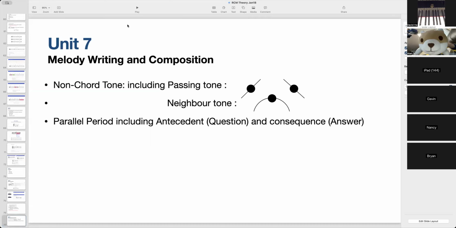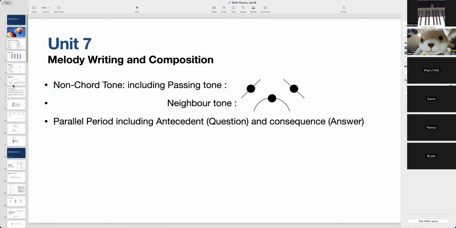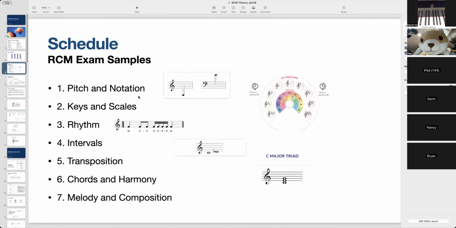Okay, so melody writing and composition. This one is kind of a summarization of everything from Unit 1 to Unit 6. As you can see, let's go back to the top. The first session was pitch and notation. The second one, keys and scales. The third one is rhythm.